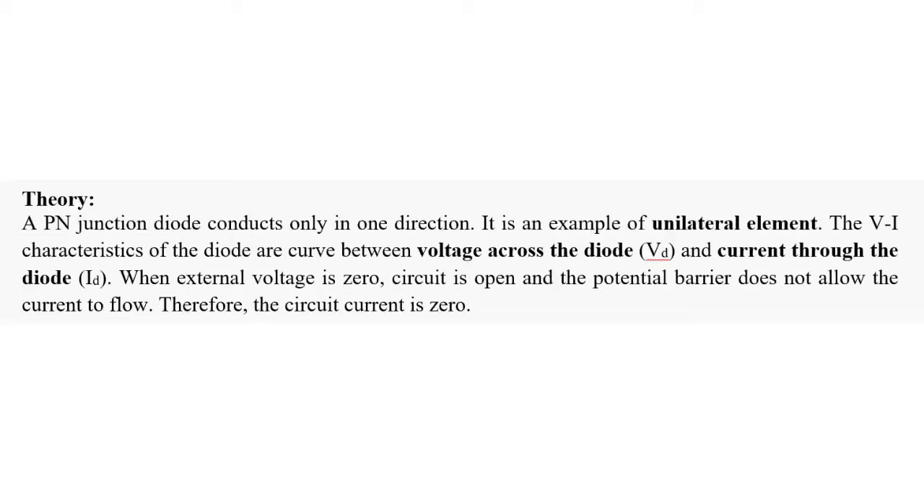Theory: a PN junction diode conducts only one direction. It is an example of unilateral element. The VI characteristics of the diode are curve between voltage across the diode VD and current through the diode ID.